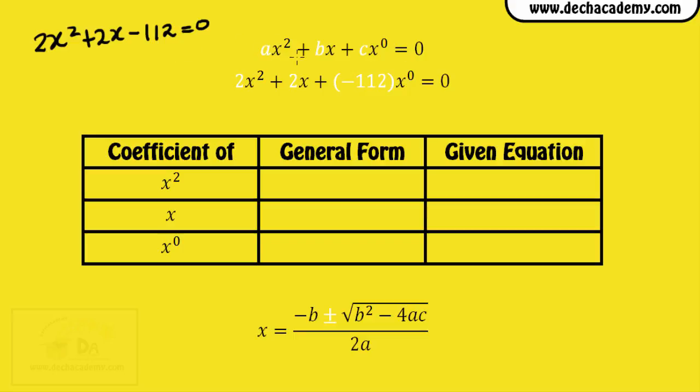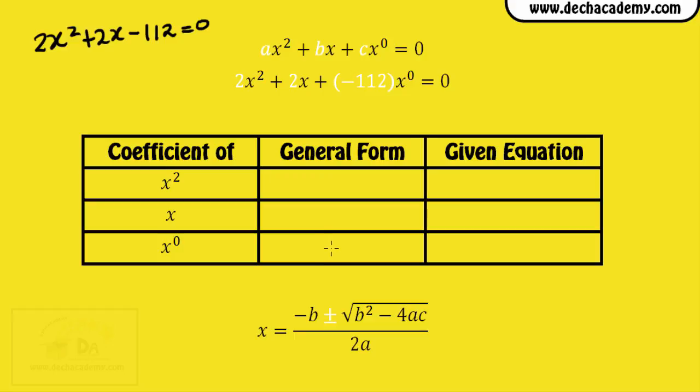So this is the general form, ax squared plus bx plus c, because c times x to the 0 is the same thing as c times 1, which is c. And that's the same thing we have here. Instead of minus 112, I have minus 112 times x to the 0, which is the same thing as minus 112 times 1, which is the same thing as minus 112. So no rules have been broken.